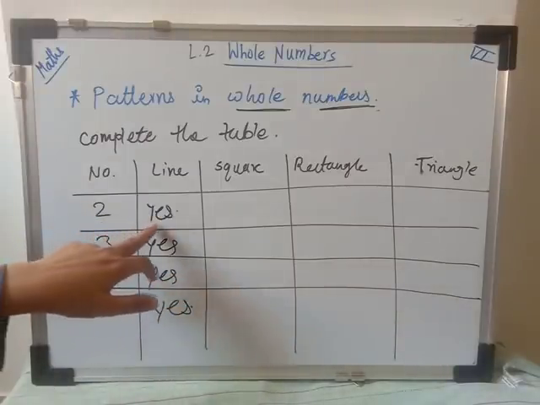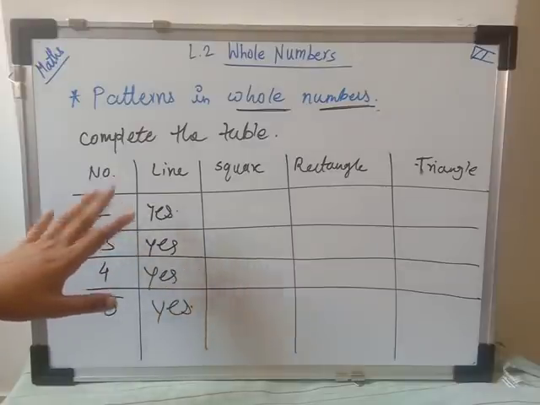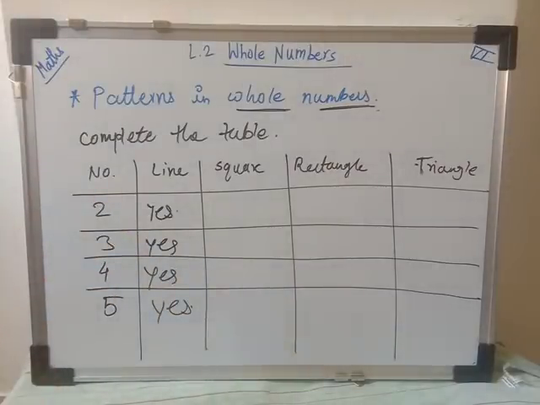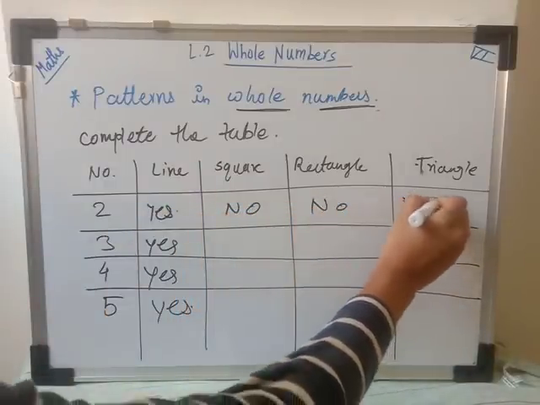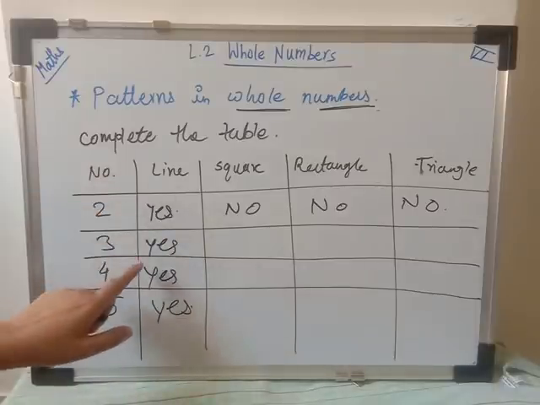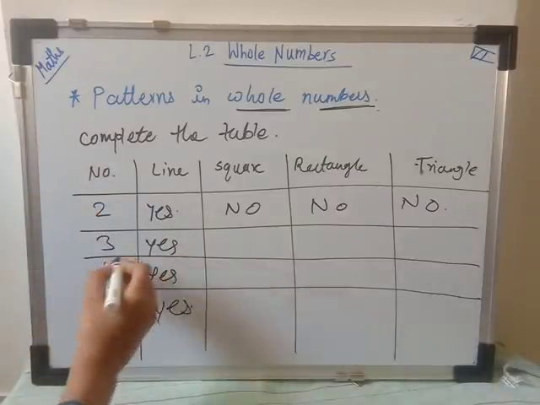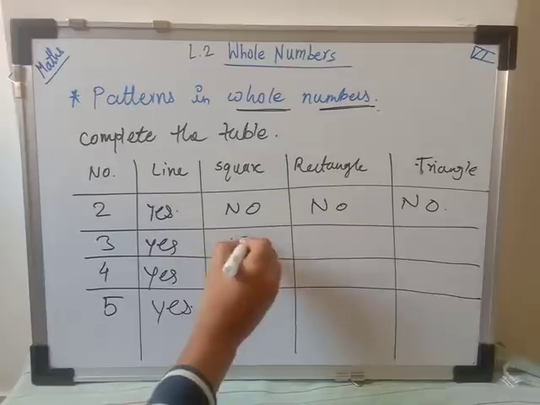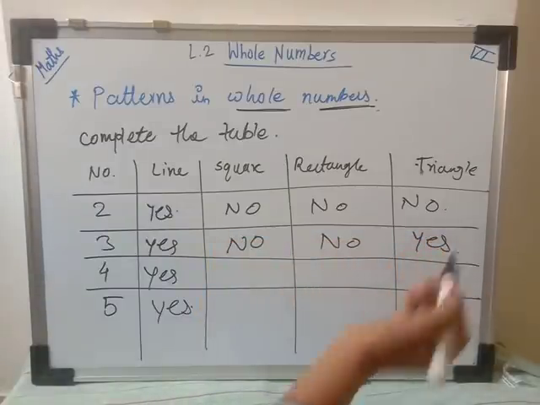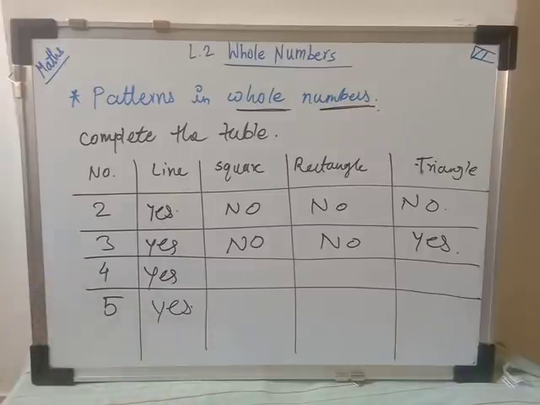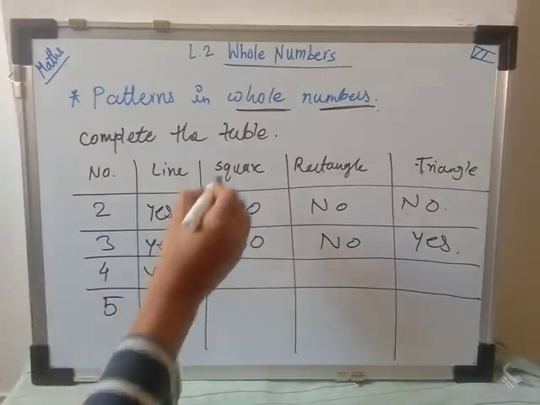Now we can make a line. 2 is the number where we can make a line only. Can we make a square? No. So we have to write no, no, no. 3 is there where we can make a line. Can we make a square of the whole number 3? No. Rectangle? No. But we can make a triangle. So yes.